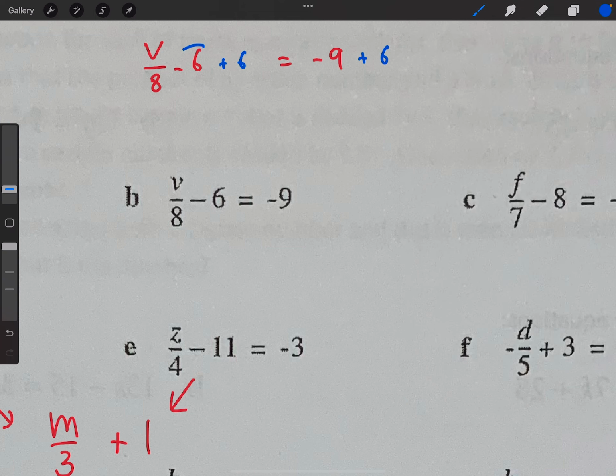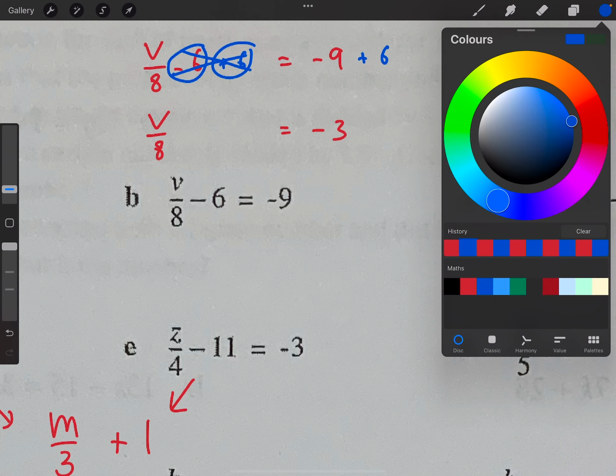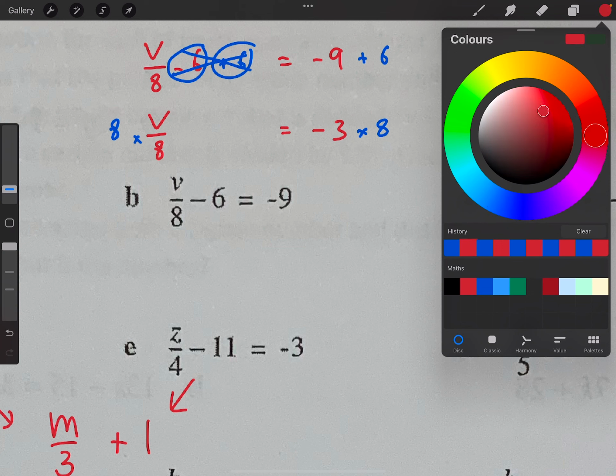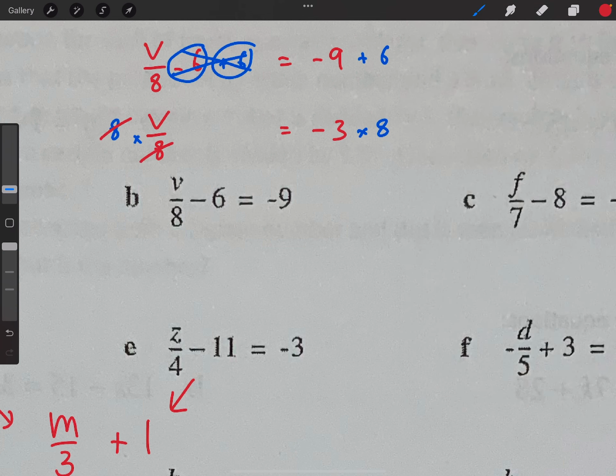When I add 6, you've got minus 6 plus 6 equal to 0. So that's 0, it just disappears. And here all you're left with is v over 8. And over here you get minus 9 plus 6, which is minus 3. And now I need to get rid of this 8. I want v by itself. So how do you get rid of this 8? We're going to multiply both sides by 8. When we do that, this 8 and this 8 will cancel out. So you're left with v, which is what we want. Minus 3 times 8 will give me minus 24. And that is the answer there.